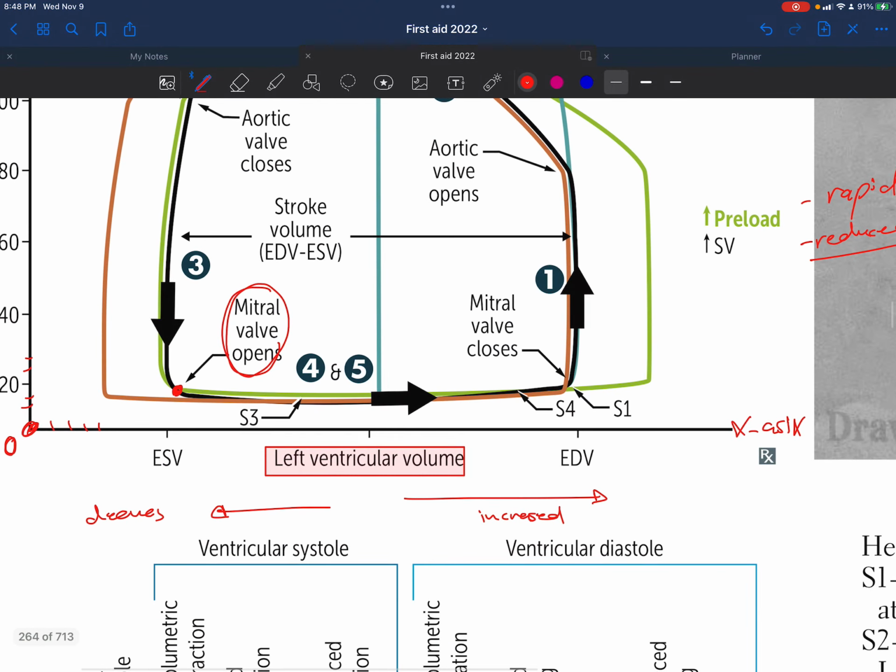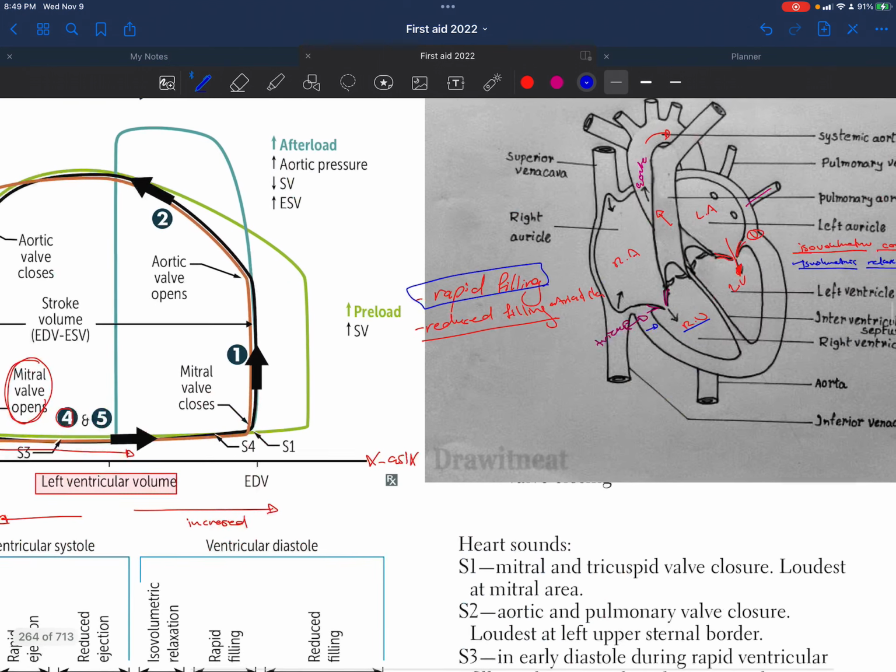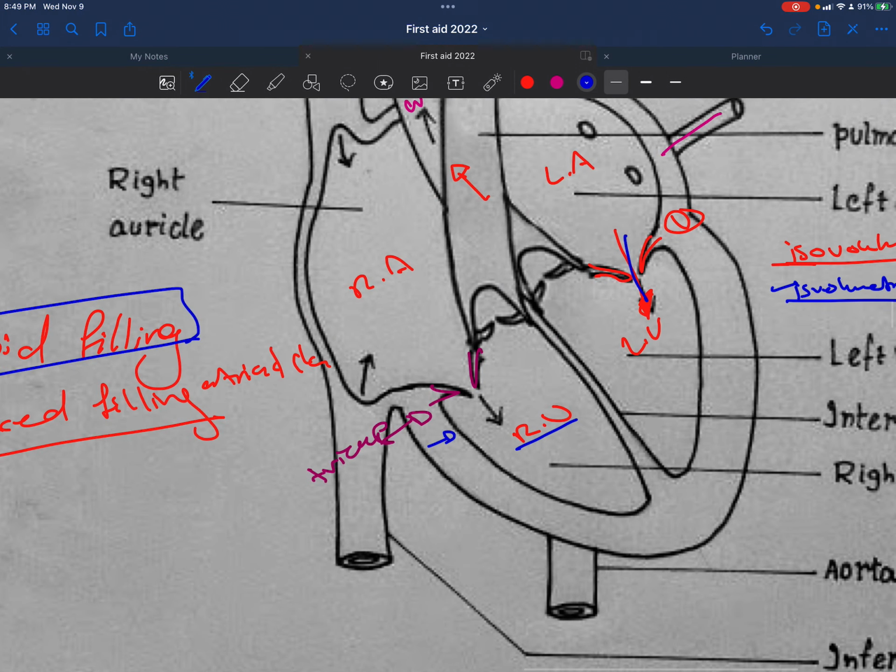So this is called 4 and 5. These are the rapid and reduced ventricular filling. First we start with 4. This is the rapid ventricular filling, as we said. Here you go, this is the rapid filling. So the ventricle is filling easily and nicely without any problem.